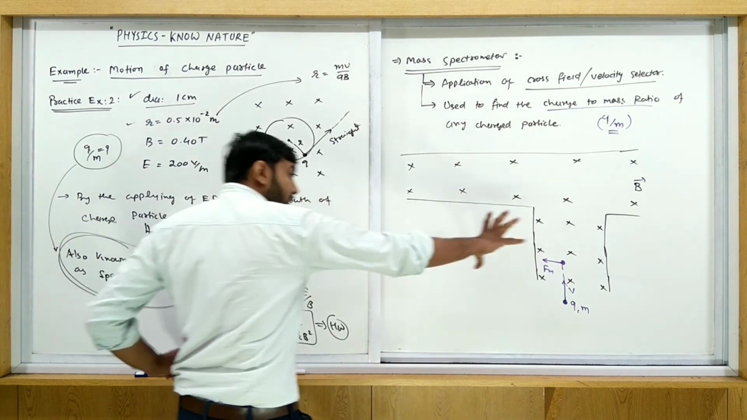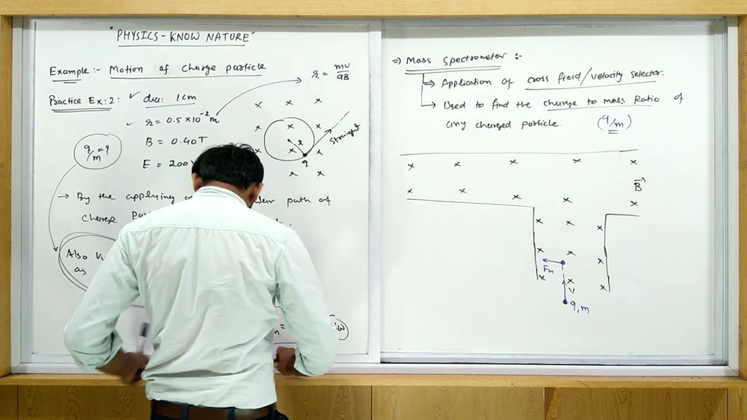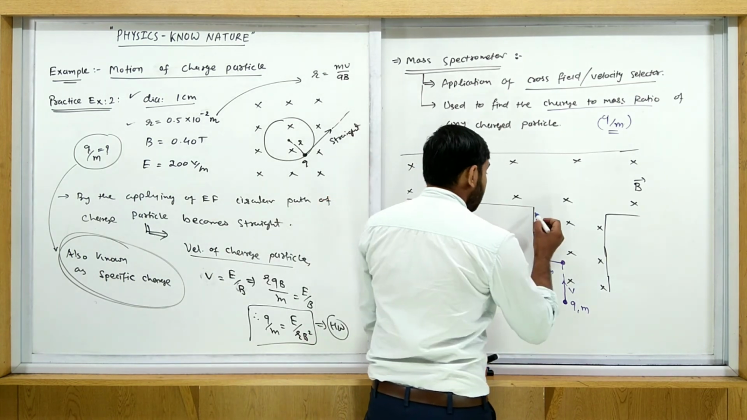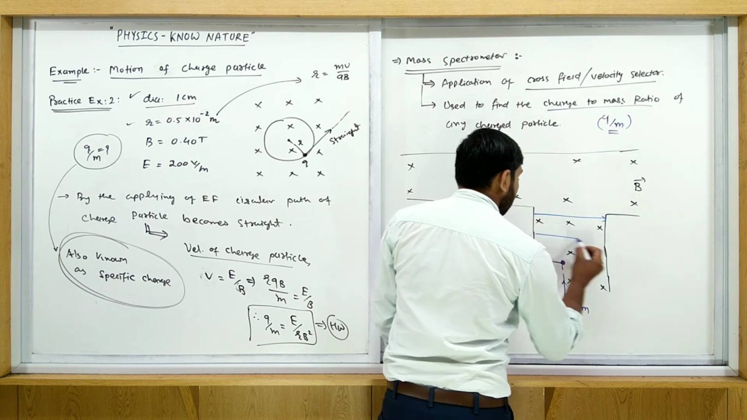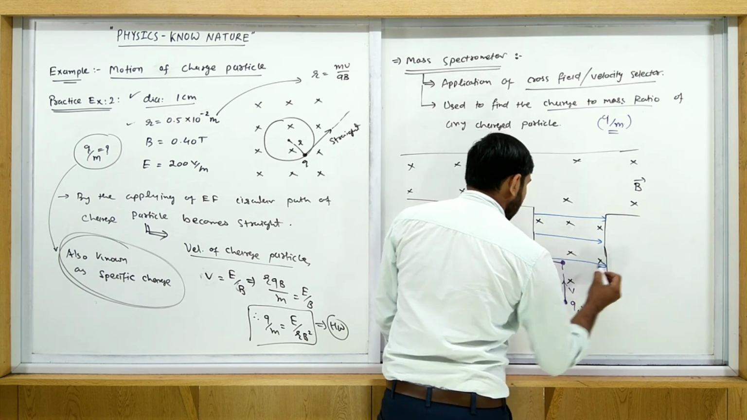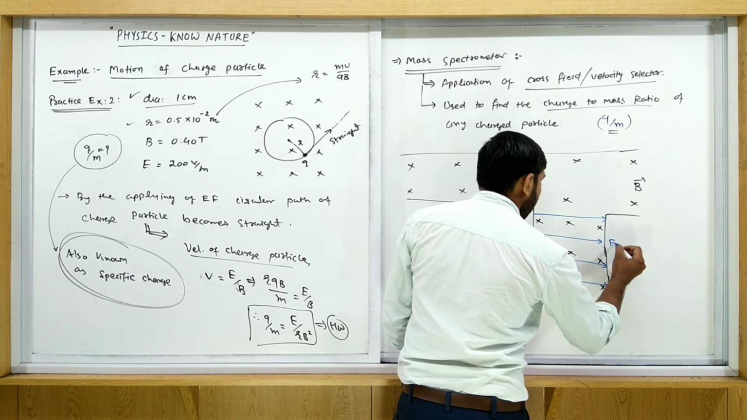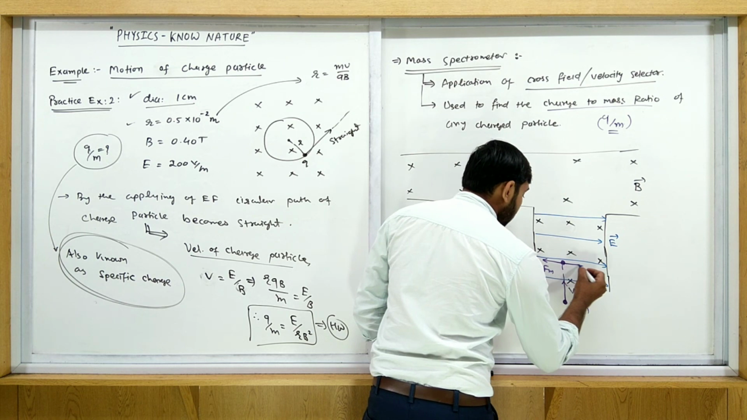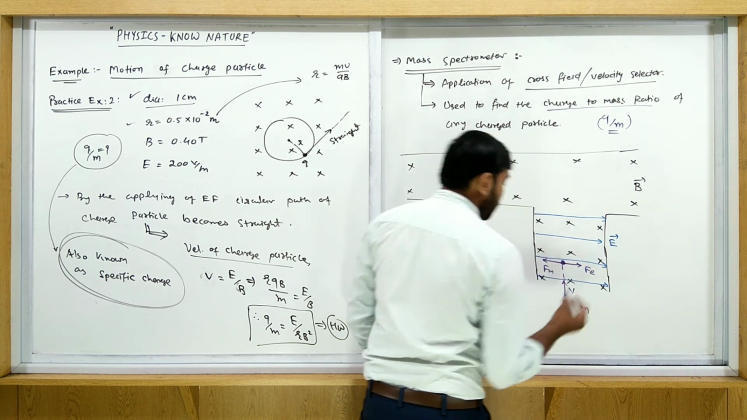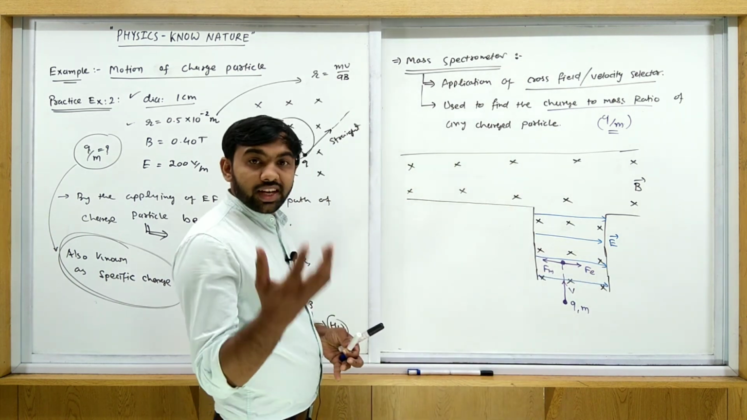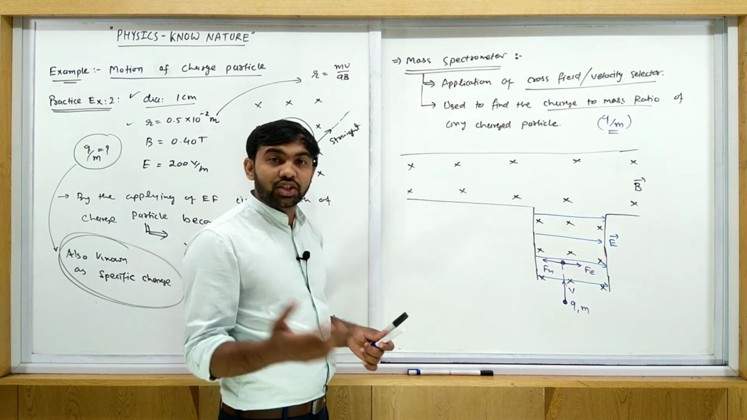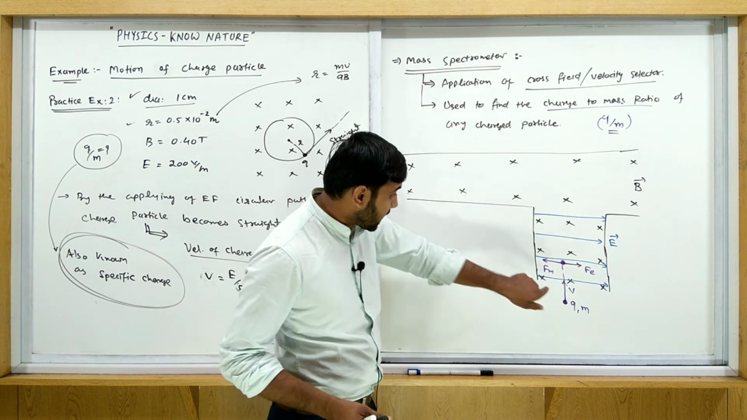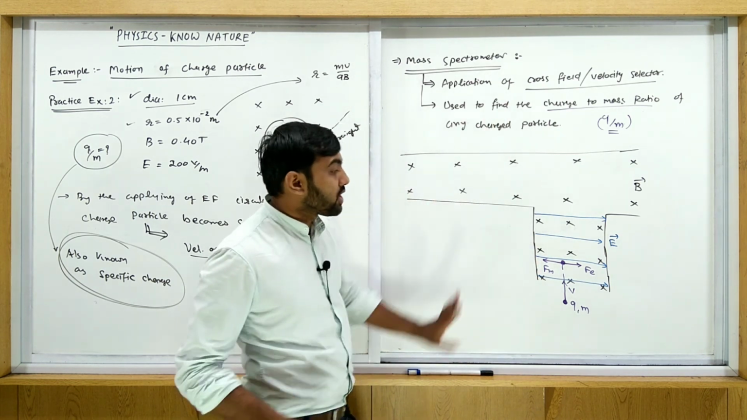So within this region, electric field is also present. Electric field is present in this way. Because of this electric field, another force is produced, which is Fe. So this electric field and magnetic field are set in such a way that this ratio is exactly V. So this charged particle is passing through this region without deflection.